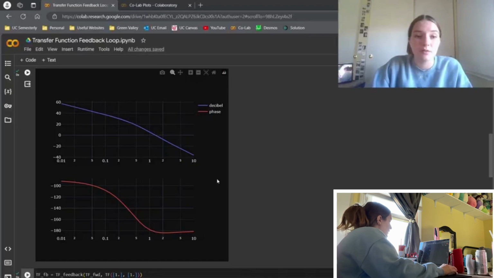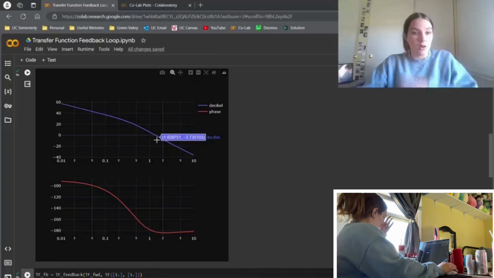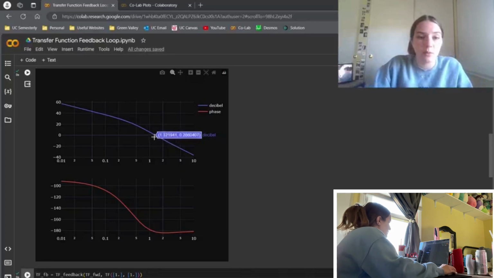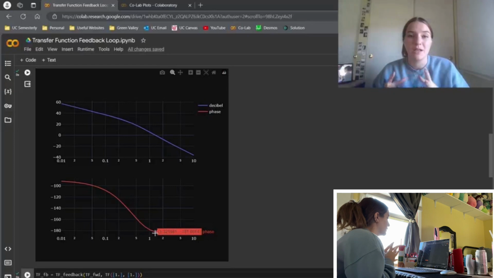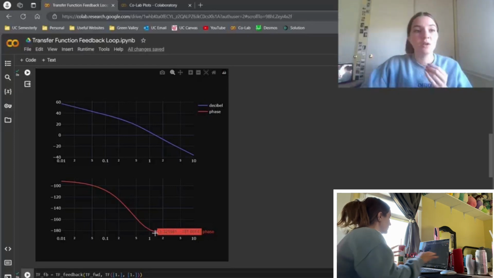And for our phase margin, we can also see that our decibel value is approximately 0 when our omega value is about 1.32. And if we find 1.32, we're about negative 182 degrees. So that means that we have a phase margin of about negative 2, which also shows that our system is unstable.